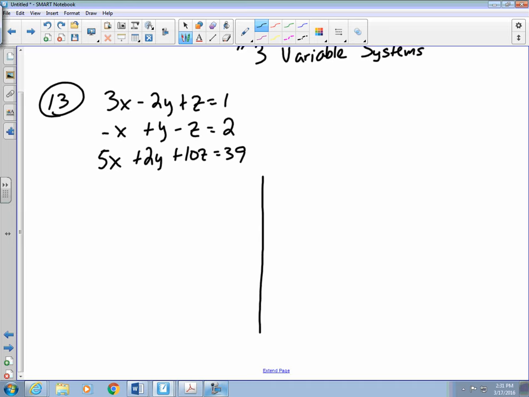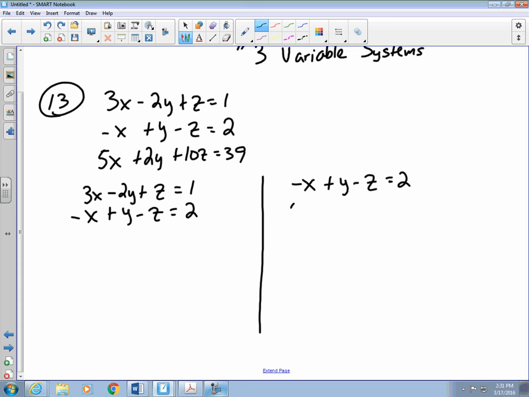Okay, since you have 3 variables, in order to use the elimination method, you're going to have to do elimination 3 times in most cases. You're going to have to do elimination with the top 2, and I'm going to put that over here. And you're going to have to do elimination with the bottom 2. So that middle function, you just repeat it. The whole goal is to eliminate the same variable so that you have a system of 2 variables.